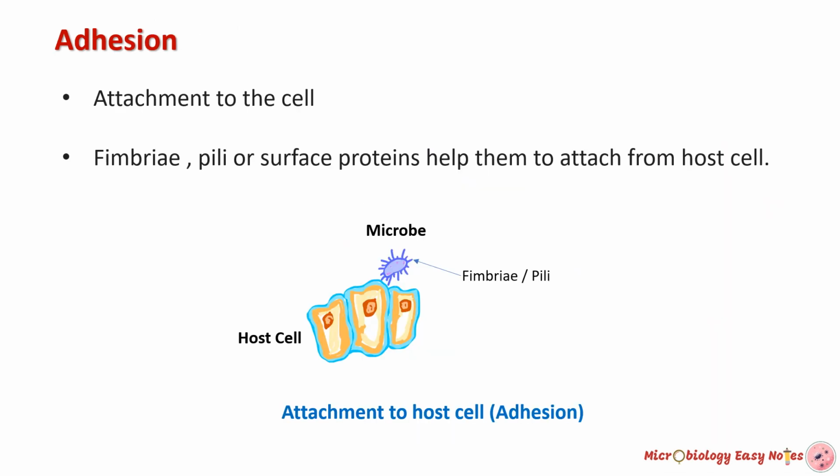Adhesion. Once the microbe reaches inside the body, it sticks or adheres to the cell of a tissue. If it does not adhere to the cell, body fluid like mucus sweeps it away. So what are the tools microbes have to adhere? Fimbriae, villi or surface proteins help it to attach to the host cell.